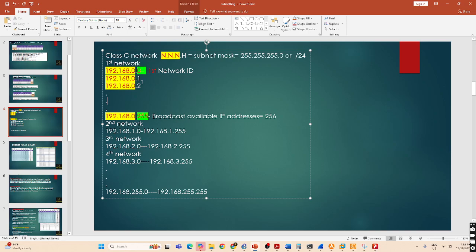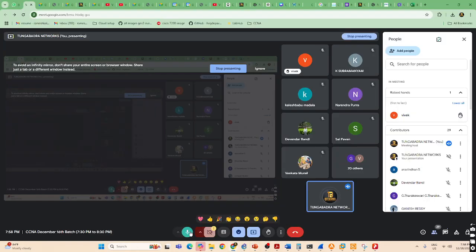Man, please go on mute. So based on the network ID, it will identify which network I'm belonging to, or what the different networks are in this router. So there are many networks in a router. So for each router, which network it is, you will come to know easily by looking at the network ID.